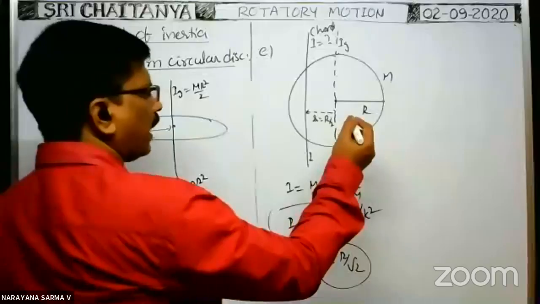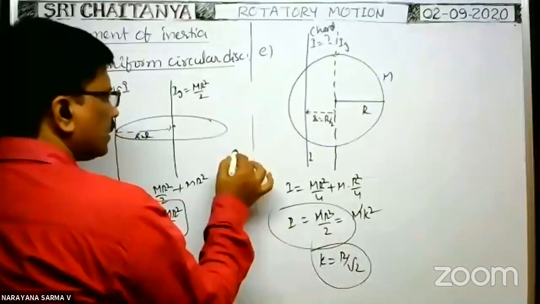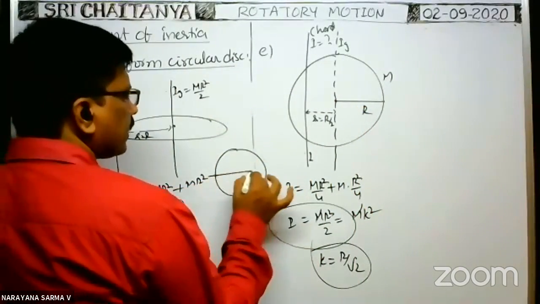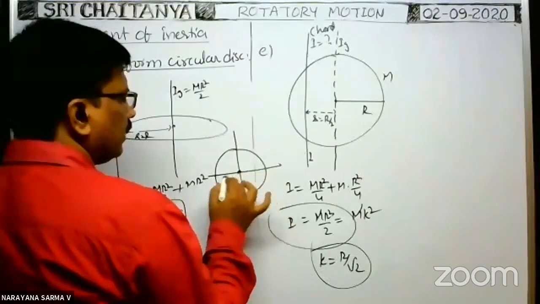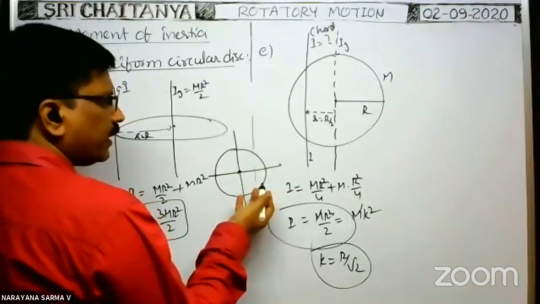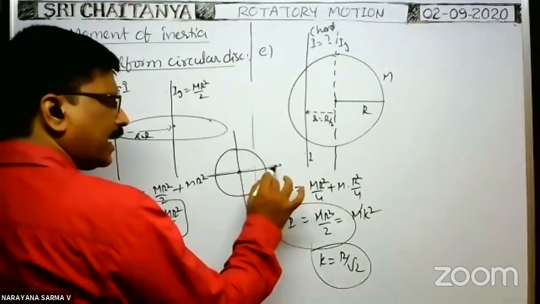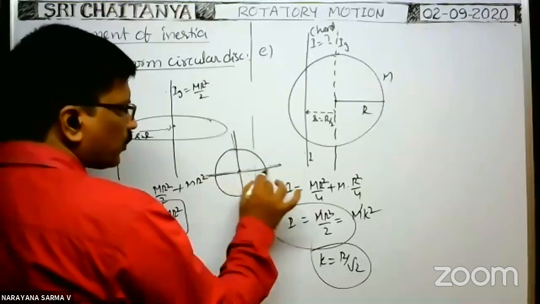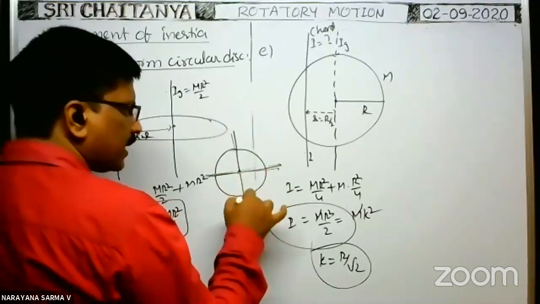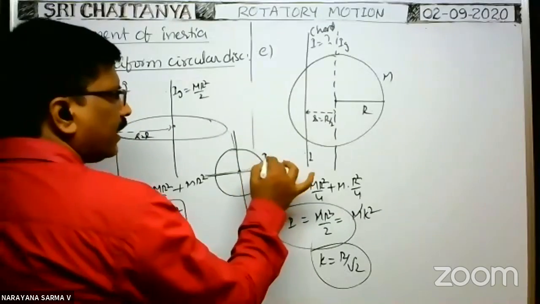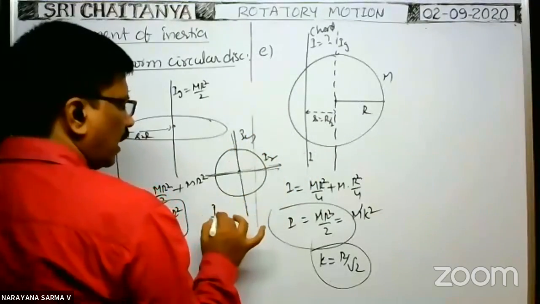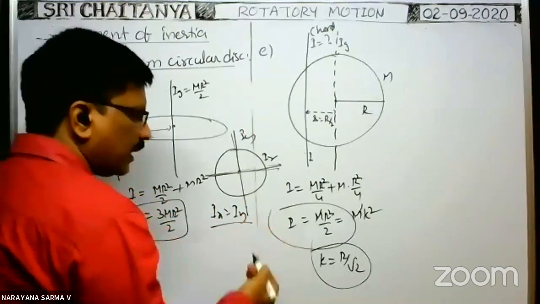Why Ix is equal to Iy? Suppose this is the disk. It is the x-axis, it is the y-axis. Here this axis and this axis both are symmetric about the disk, no? This is the diametric axis, this diametric axis. The moment of inertia of the disk about this axis and about this axis is one and the same. So Ix and Iy are equal. Whatever the formulas, both are equal. That's why I made them equal.